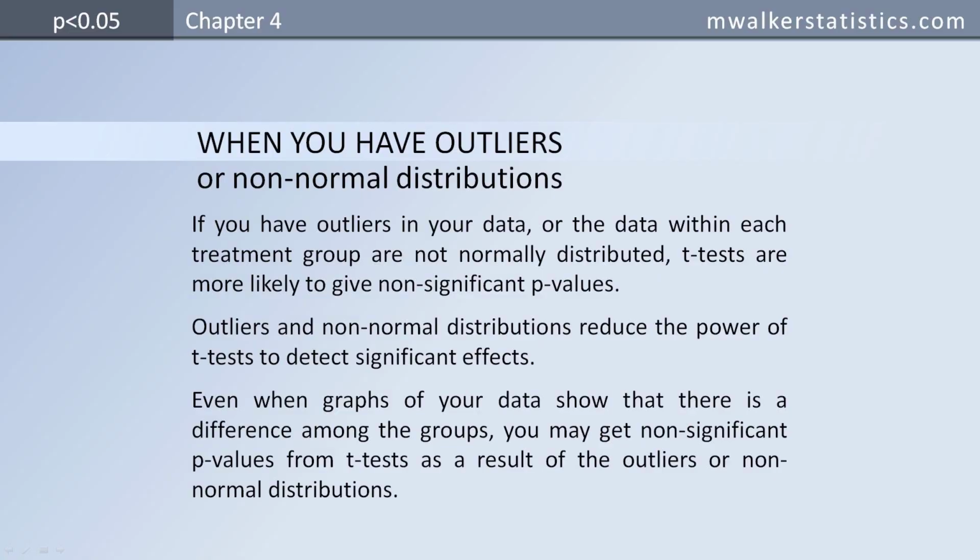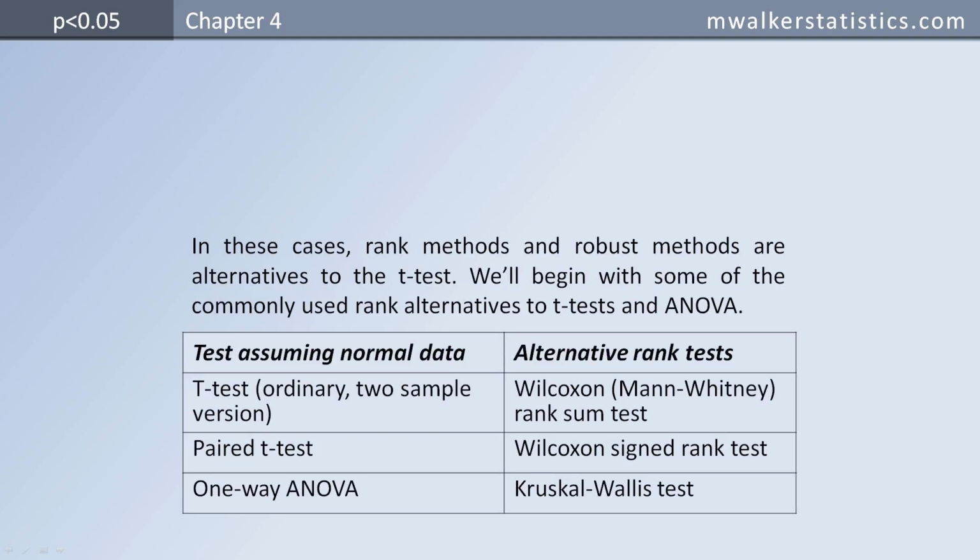If you have outliers in your data, or the data within each treatment group are not normally distributed, t-tests are more likely to give non-significant p-values. Outliers and non-normal distributions reduce the power of t-tests to detect significant effects. Even when graphs of your data show that there is a difference among the groups, you may get non-significant p-values from t-tests as a result of the outliers or non-normal distributions. In these cases, rank methods and robust methods are alternatives to the t-test.